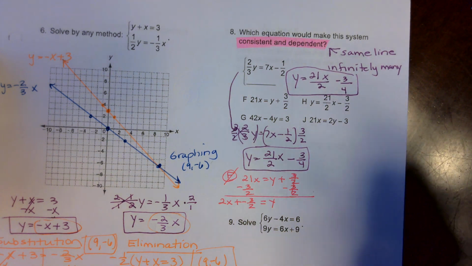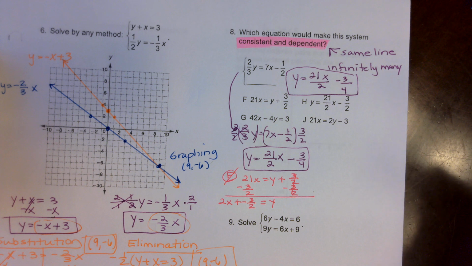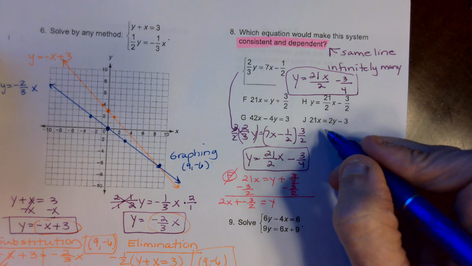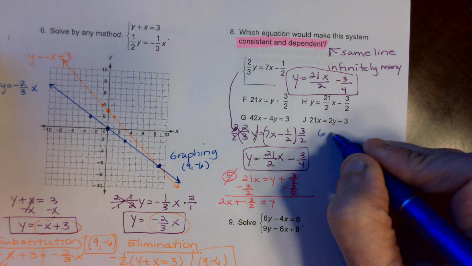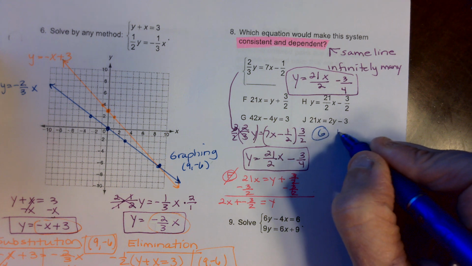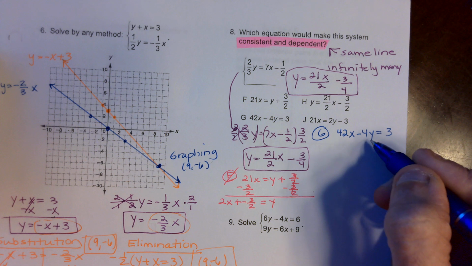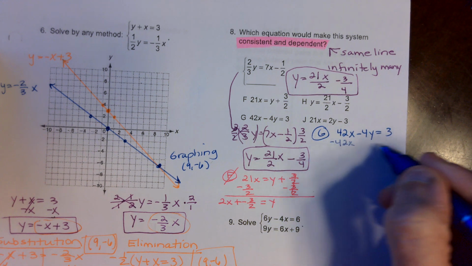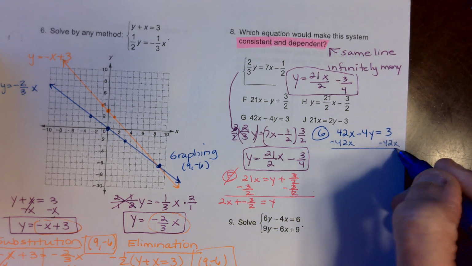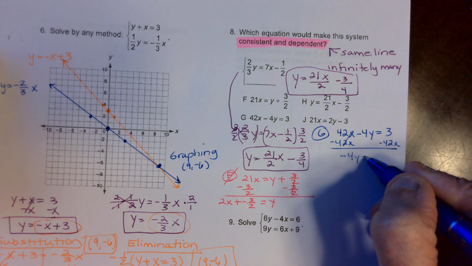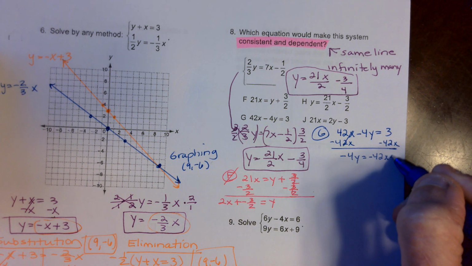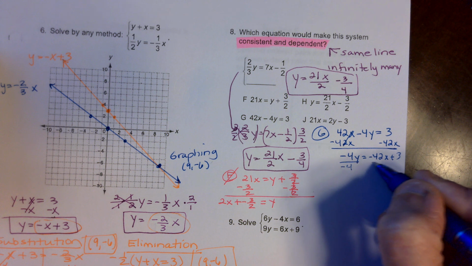How about g? Let's try g. If we get to the right one, we can be done, unless you want to double check, then of course you could do that. G, 42x minus 4y equals 3. Solve for y, minus 42x. Negative 4y equals negative 42x plus 3. Divide by negative 4.